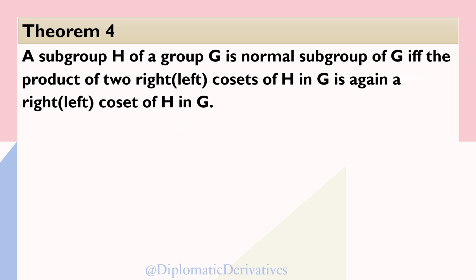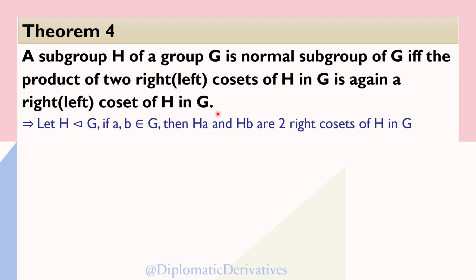Theorem number 4. Now this is a bit complicated, so make sure you listen carefully. A subgroup H of a group G is a normal subgroup of G, basic statement, if and only if the product of two right or left cosets of H in G is again a right or left coset. So the basic understanding is that you take two right cosets, take the product, and the answer is also a right coset. Or you take two left cosets and the product of those two left cosets is also a left coset. This means that the subgroup with which the cosets were formed is a normal subgroup. Now we prove this concept.